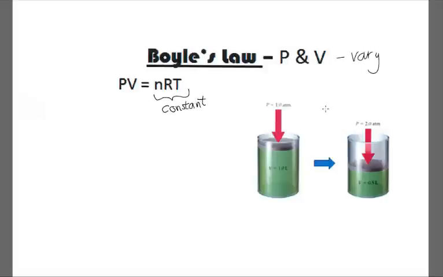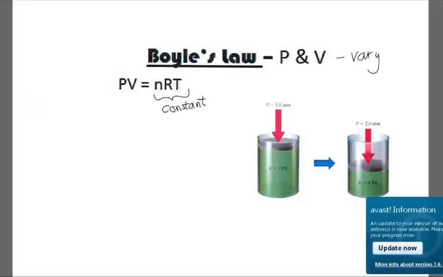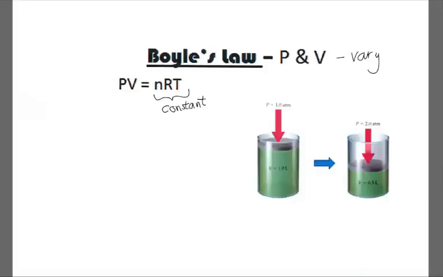An example of this is shown in this picture, where we have a container with a certain volume of gas, and a piston on the top of it, and there is a pressure applied to it, and therefore a pressure inside of it. Then you change the situation where you apply more pressure, so the pressure inside the container is larger as well, and therefore the volume is smaller. So when pressure increases, volume decreases.